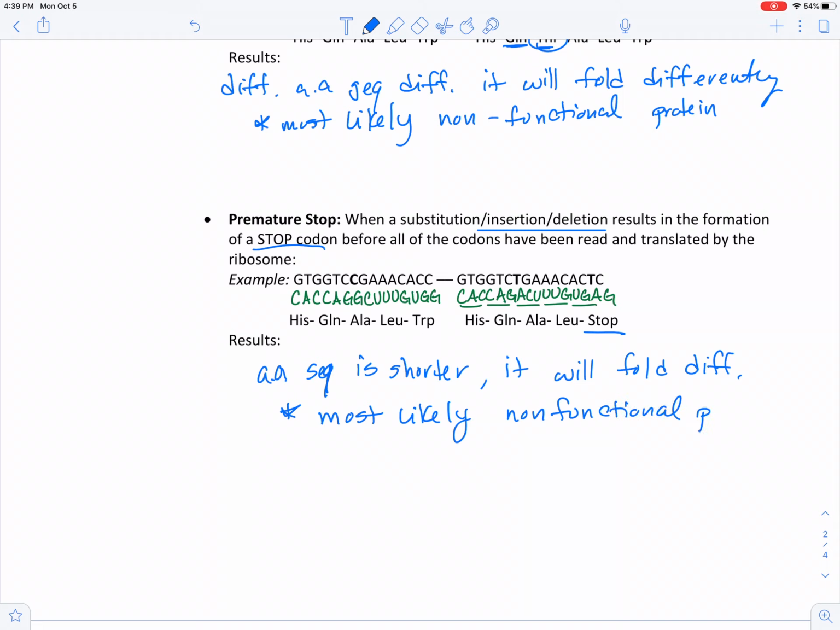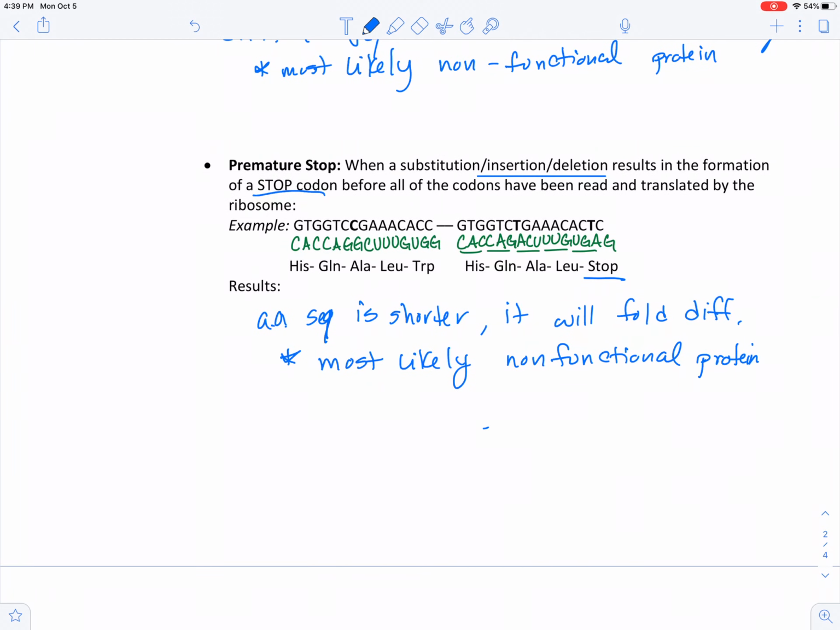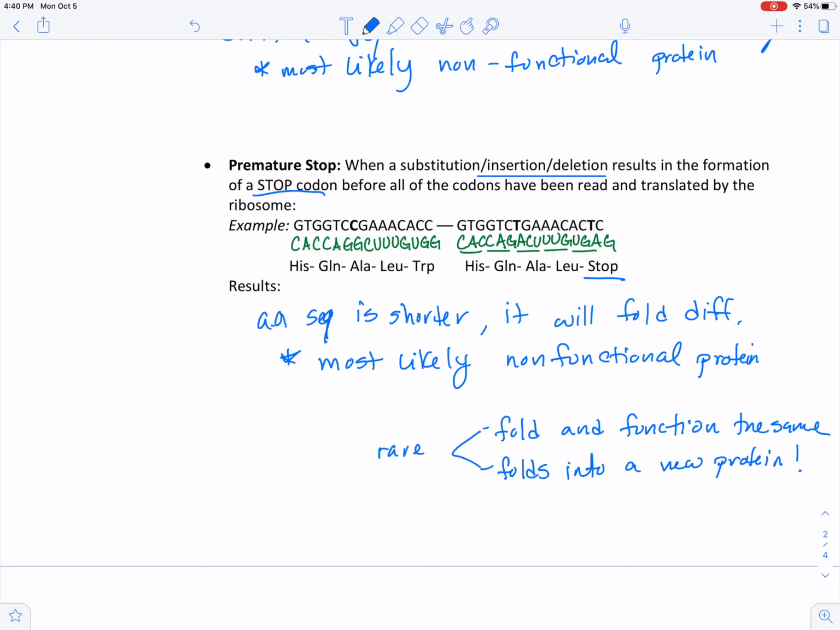I do want to remind you that there is always a chance that it could fold and function the same. Not likely, but maybe. And there is always a chance that you get a brand new function. Okay, but these are rare and unlikely.